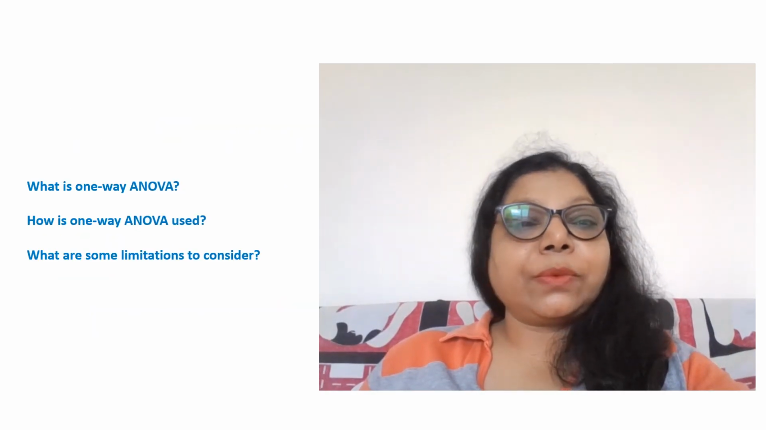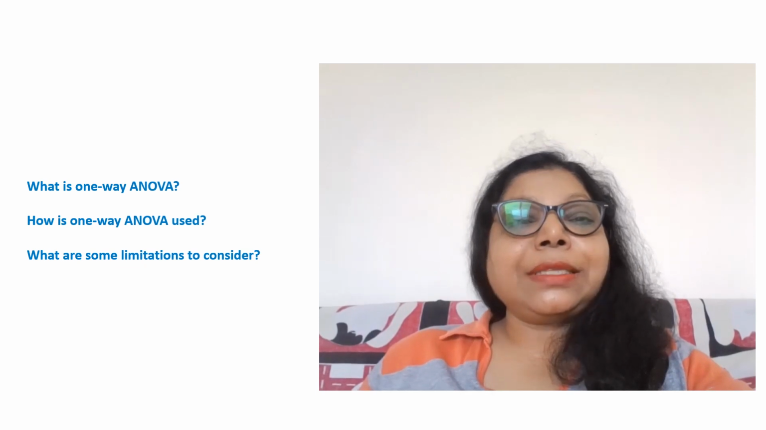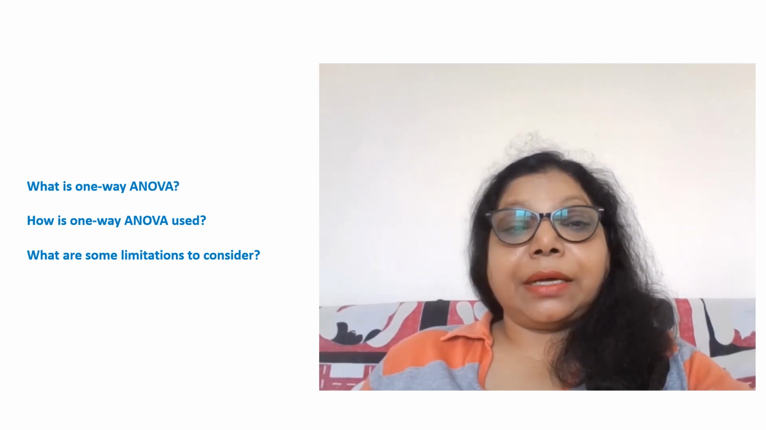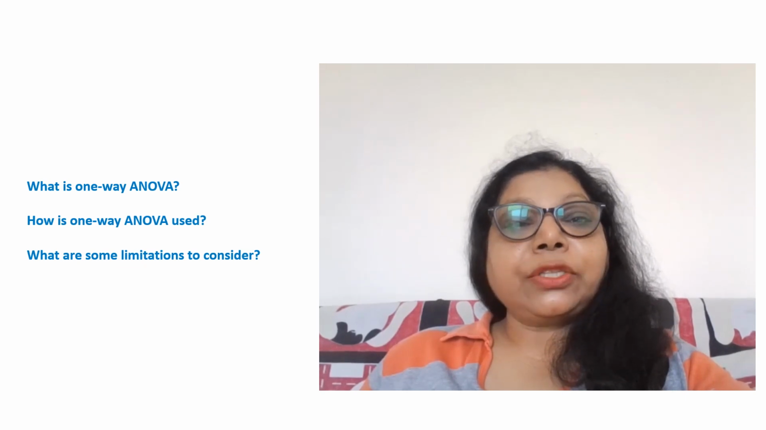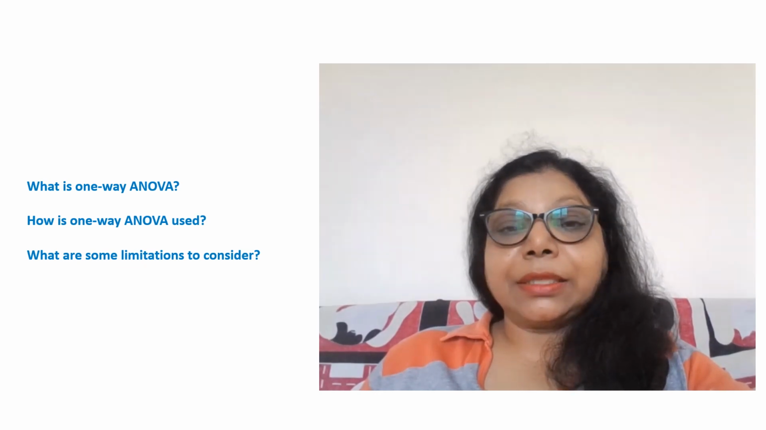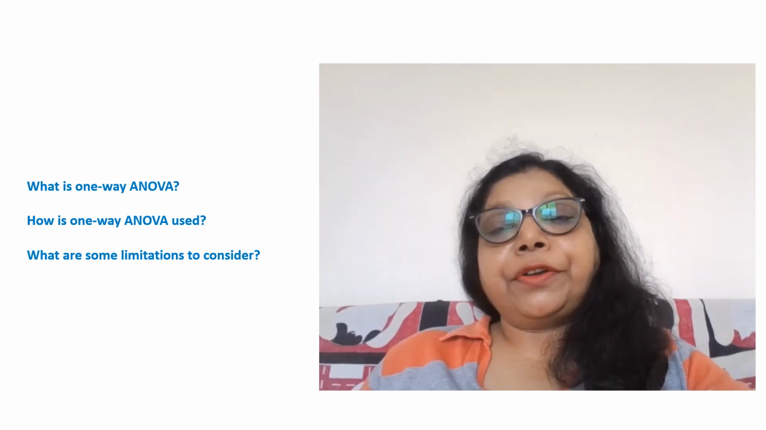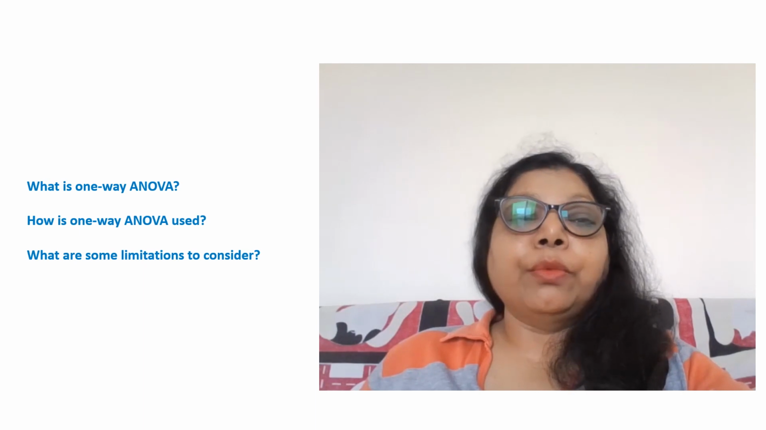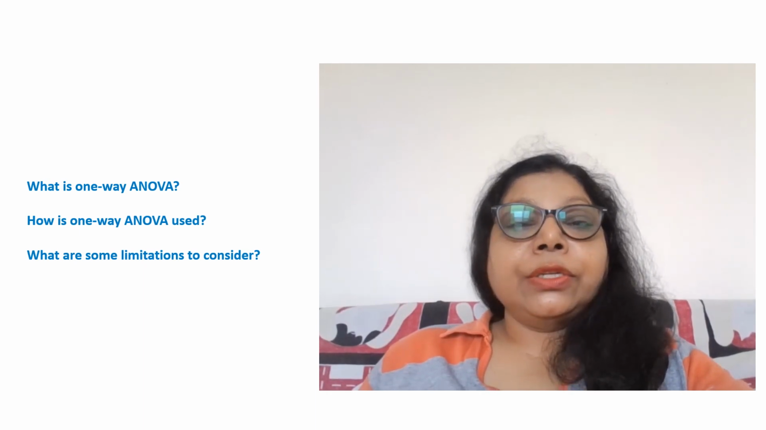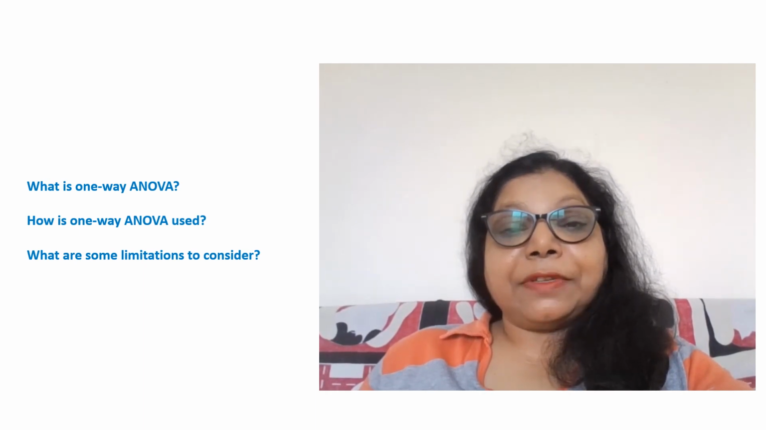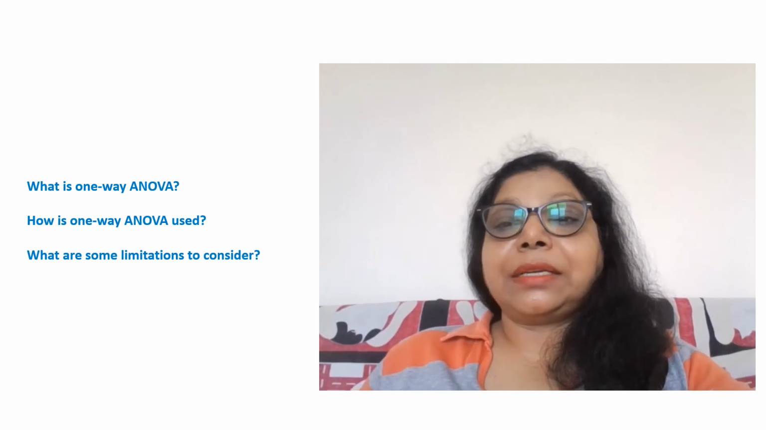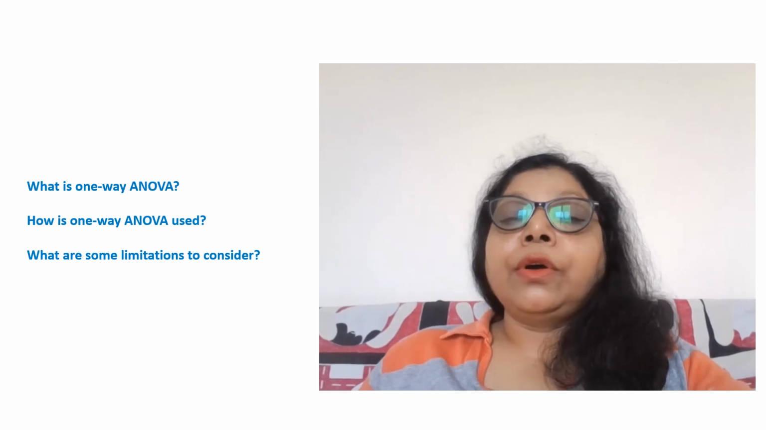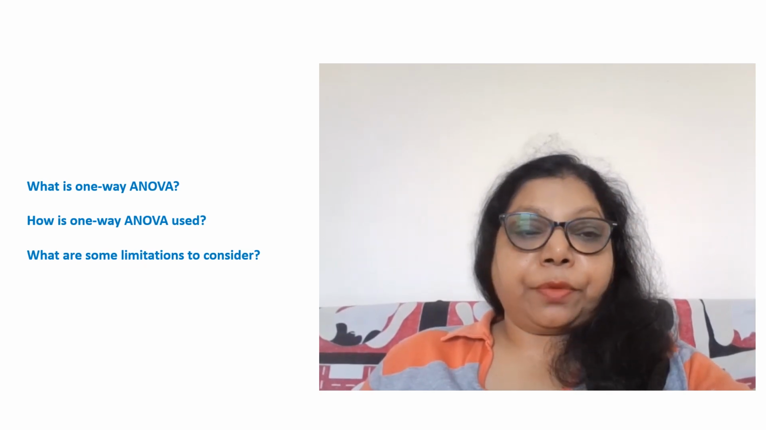So let's see what is one-way ANOVA. Simply, we can say it is an analysis of variance, and as we are doing it one way, we call it one-way analysis of variance, and it is a statistical method for testing for difference in the means of three or more groups. Again, I'm emphasizing that it is a statistical test which is used to analyze the difference between the means of two or more than two groups.